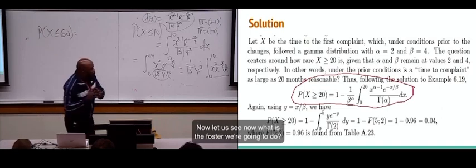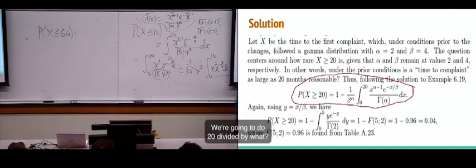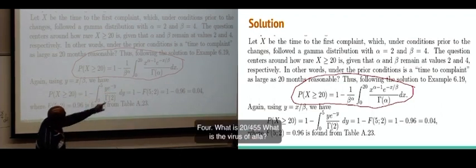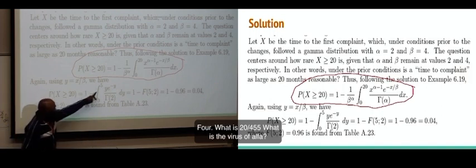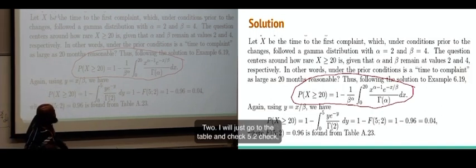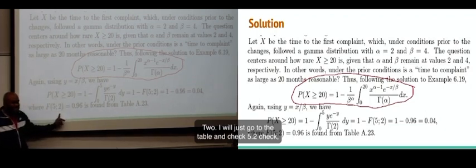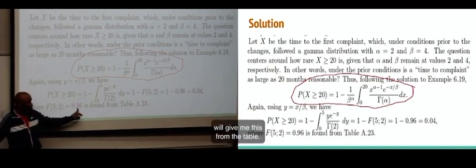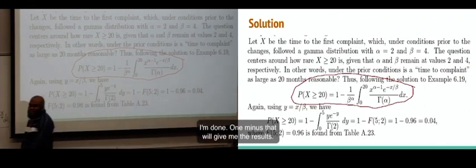Now let us see. What is the first thing we're going to do? We're going to do 20 divided by what? Beta. What was the beta? 4. What is 20 divided by 4? 5. What is the value of alpha? 2. I will just go to the table and check 5 and 2. You remember the way I checked from the table the other time? That will give me this from the table. Then 1 minus that is going to give me the result.